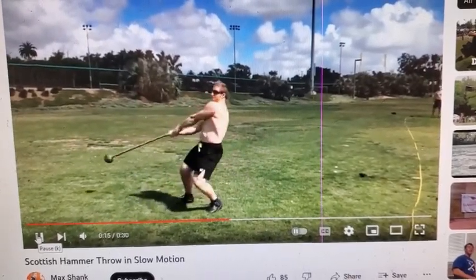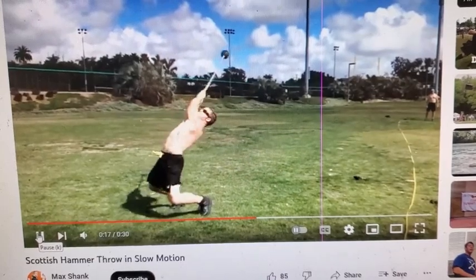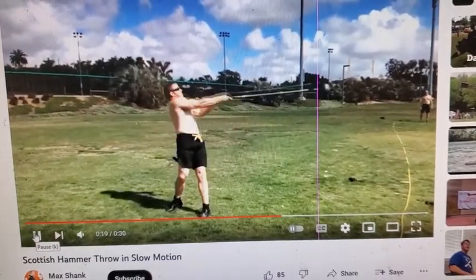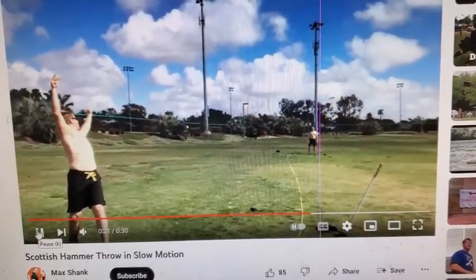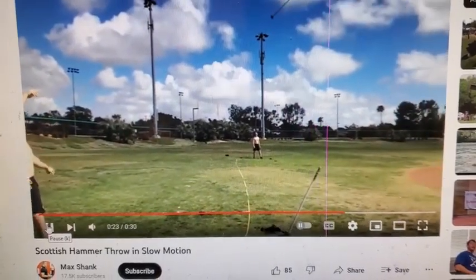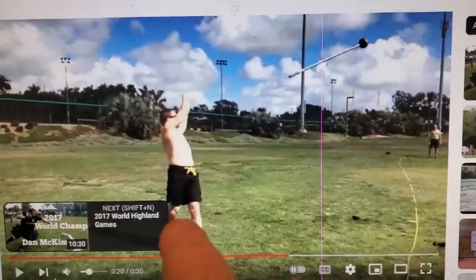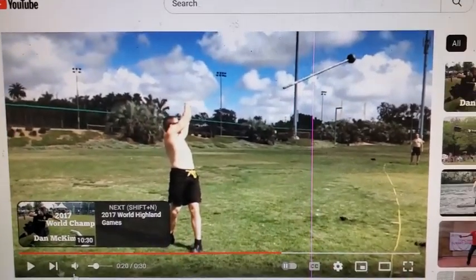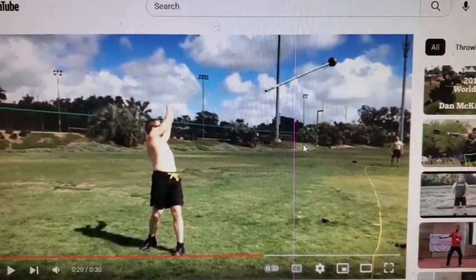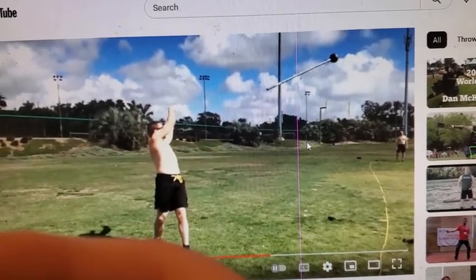And we'll see it right there. Did you catch it? So you see, when he released the hammer, he didn't fall backwards.